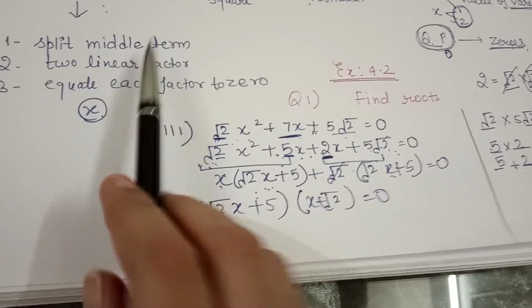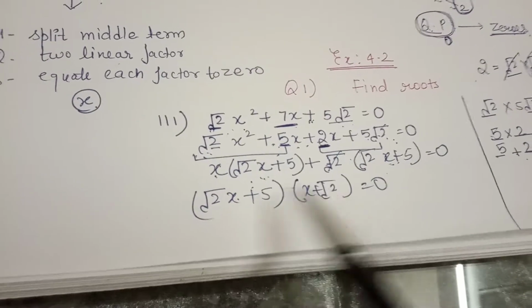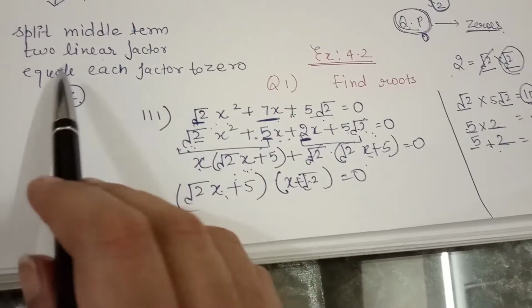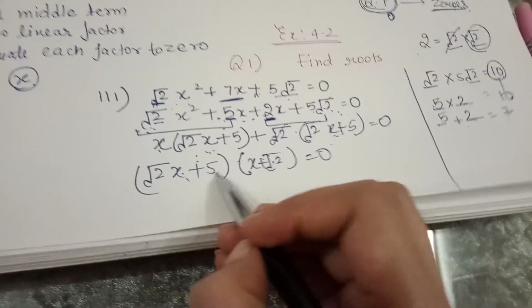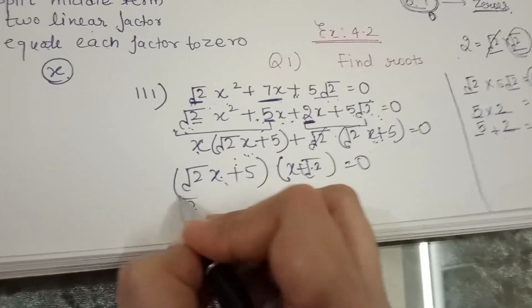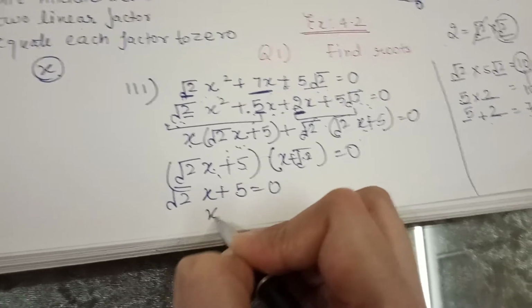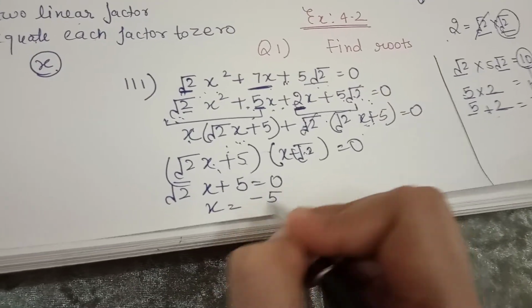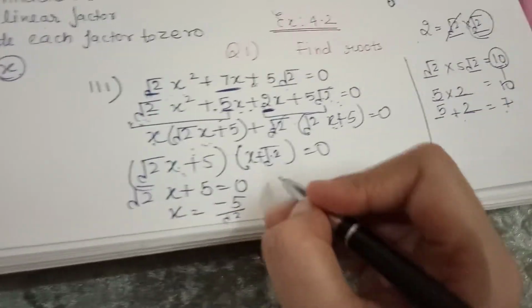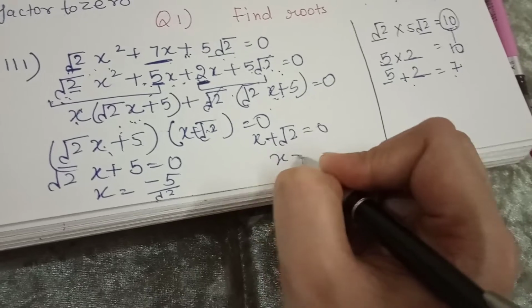So step by step we are doing. First step was split middle term, done. Then find two linear factors, done. We have found out two linear factors. Now equate each factor to 0. दोनों फैक्टर को अलग अलग 0 के इक्वल रखना है. So first I am keeping this, that root 2x plus 5 equal to 0. So x is equal to minus 5 upon root 2. And now this one, x plus root 2 equal to 0. So x is equal to minus root 2.